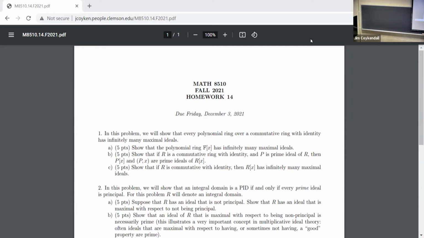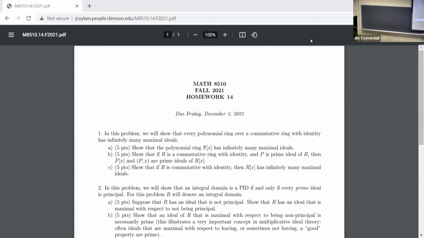In number B, show that if R is a commutative ring with identity and P is a prime ideal of R, then the ideal P[x], which just means all polynomials with all coefficients in the prime P, and (P, x), which is the smallest ideal generated by P and x, are both prime ideals of the polynomial ring R[x]. And then use what you've got so far to show that if R is commutative with identity, then R[x] has infinitely many maximal ideals, always. We'll see a contrast with power series because, for example, in the polynomial ring F[x], you have infinitely many maximal ideals. In the power series ring, you only have one.